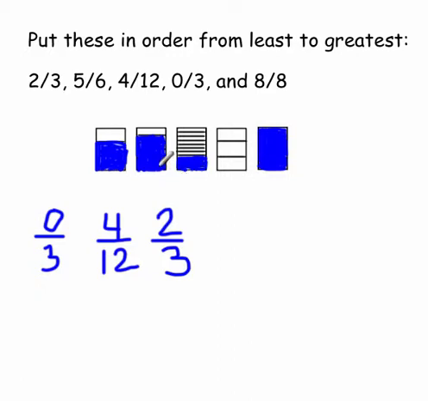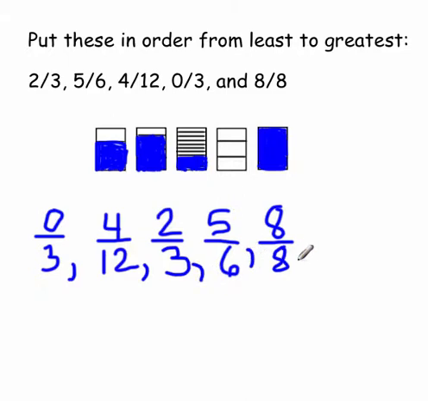Now we're going to move on. We have 2 cards left, this one and this one. This one is obviously our largest fraction because the whole card is filled in. So that leaves us over here with this one next. This is 5/6. 5 parts out of 6 filled in. And then finally, our last one was 8/8. Anytime you have the same number in the numerator as the denominator, that's the same thing as 1 whole. So here's our list. We have 0/3, 4/12, 2/3, 5/6, and 8/8. They are now in order from least to greatest.